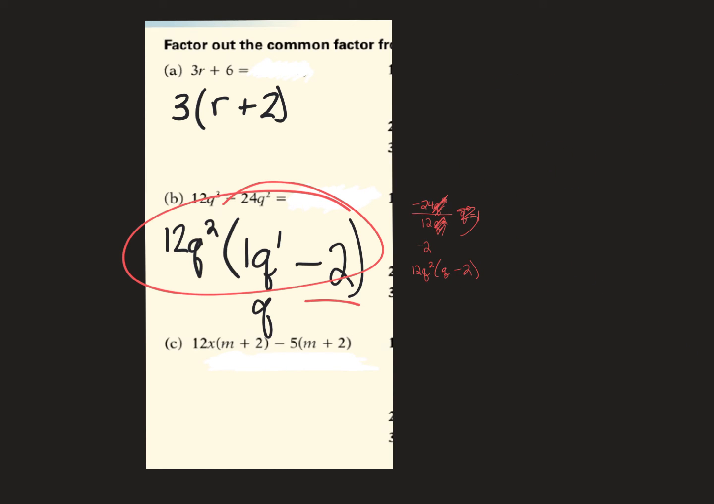So that goes there. All right, and then for example C here, sometimes you will see these two sets of parentheses that match, right? Because remember, when we have parentheses right beside something, that means we're multiplying. So we have 12x times m plus 2 minus 5 times m plus 2. So since these things are both multiplied by m plus 2, that means we can write that m plus 2 as our greatest common factor, and then it divides out, and then you're left with a 12x and a minus 5, right? Those just came from the front here, and I just brought them down.